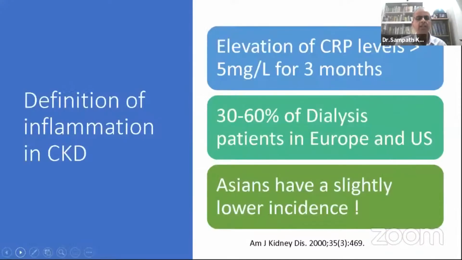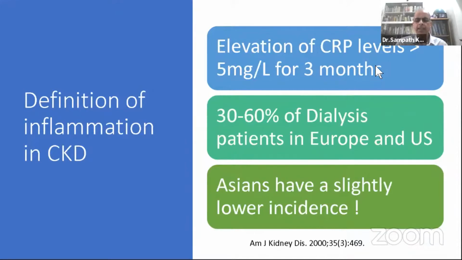So how do you define inflammation in somebody with chronic kidney disease? The definitions vary, but UpToDate says that elevation of CRP above 5 milligrams per liter for more than 3 months is a good working definition for our day-to-day practice. And we have seen that almost 50 to 60% of our dialysis patients in Europe and US have inflammation.